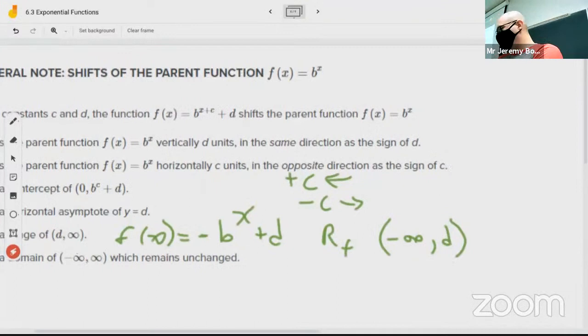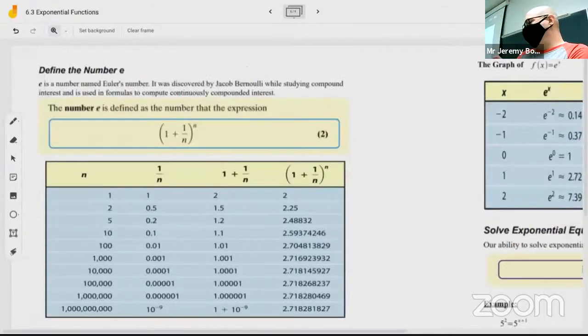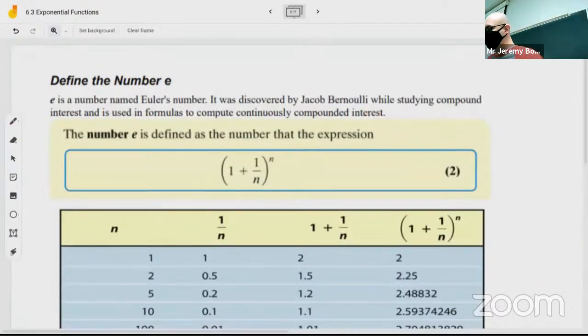All right, I think that's all I got on this. I think I added this one, so blank check. All right, so let's talk about e. Anybody ever heard of the number e before?